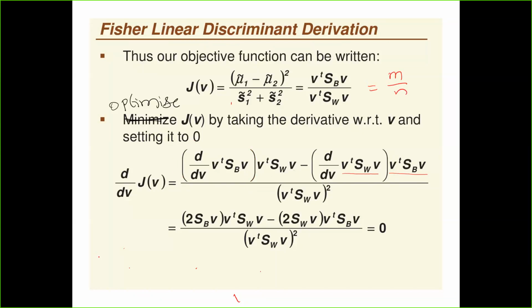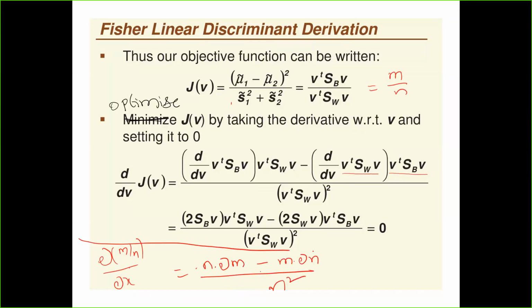So what is the derivative of m by n with respect to x? This is n times the derivative of m minus m times the derivative of n, divided by n square. This is the general formula, sir. I'm not doing anything here. No, sir, I'm specific with respect to the differentiation of only that term, V transpose SB V, with respect to V.